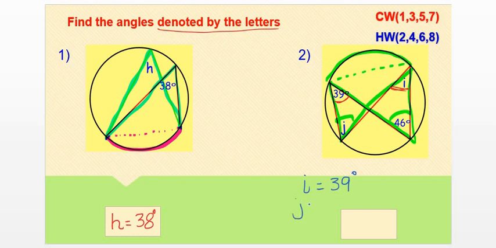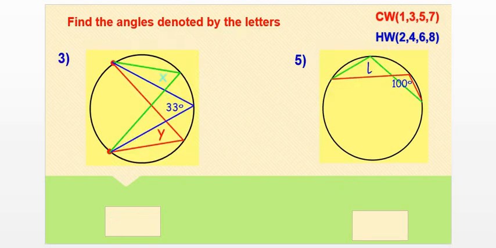So I can say J is equal to 46 degrees. Clear? Okay, let's solve some more questions from the exercise. These are very easy questions. Better pause the video here and solve both of them on your own. So here is the answer for both questions.